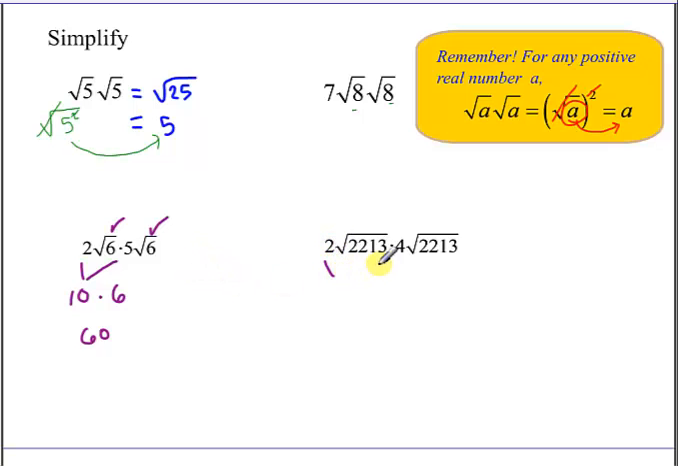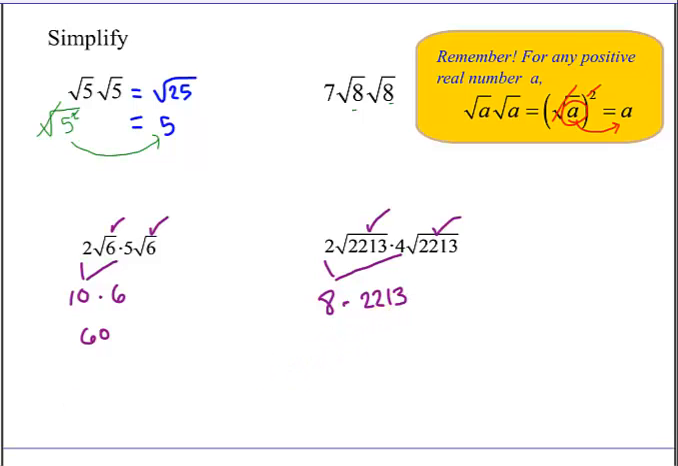Same goes for this one. The 2 and the 4 multiply to make the 8. Then this lovely 2213 square rooted. No idea what that is, but I do see its twin. I'm just going to write those 2 square roots, cancel out the square root, just bring out the number. It's 2213. So now we've got to figure out what that multiplies out to be.